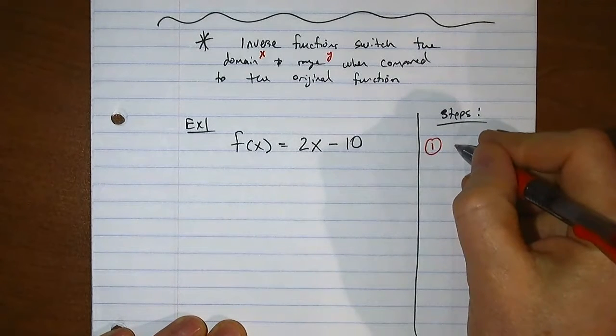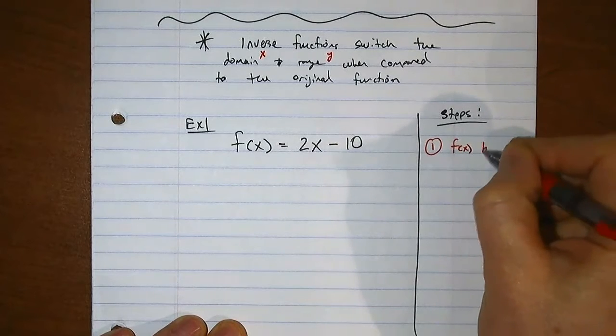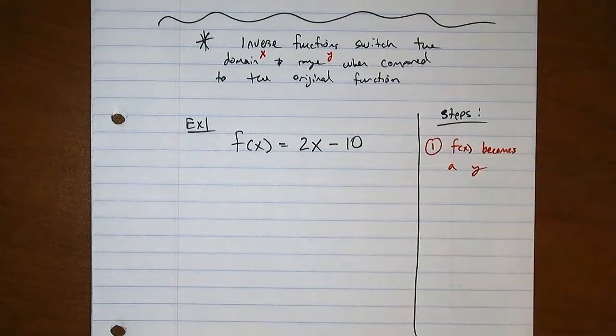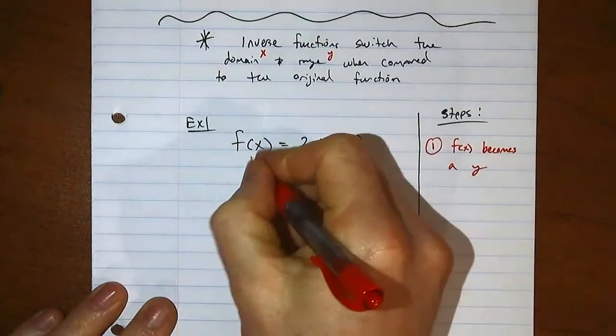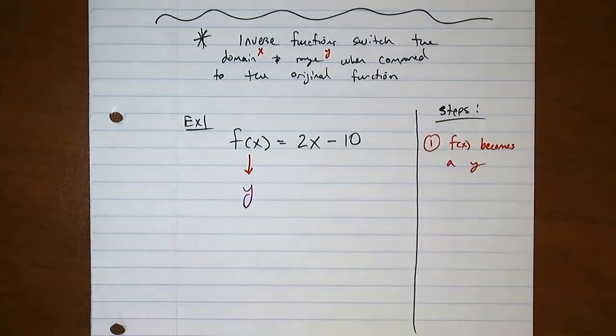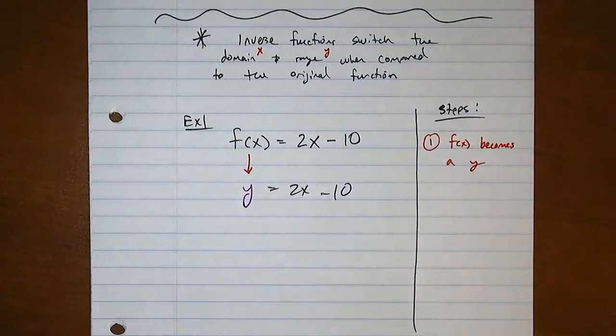So whether we do it in writing or just mentally, we want to make sure that we think about the f of x as a y. We want the f of x to be a y. So that's going to be my first step, is turn the f of x into a y. Everything else will stay the same. So I still have an equal sign, I still have a 2x, I still have a minus 10. That all stays the same.